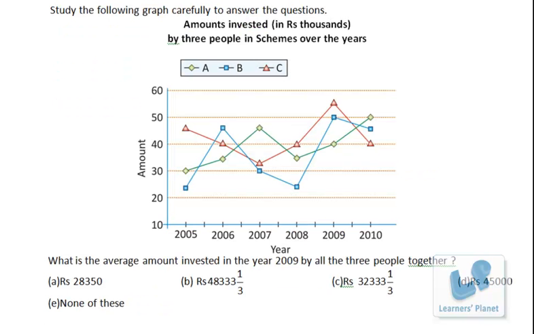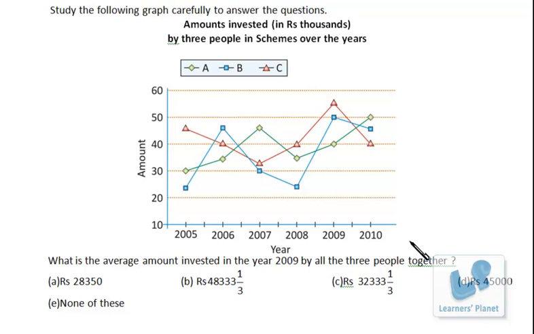Now let's take this set of questions. It's based on a line diagram. Amount invested in rupees thousands by 3 people in schemes over the years. People are A, B and C. This is the amount and this x-axis is showing the years, right?